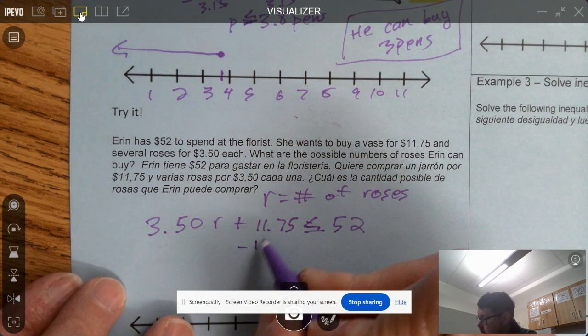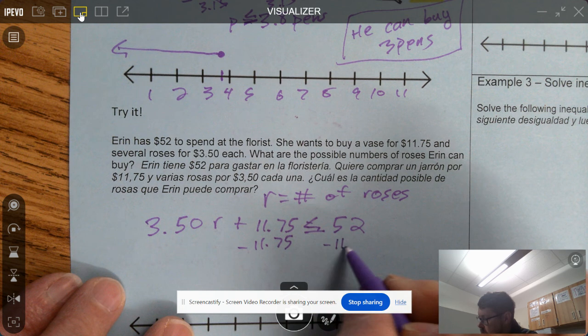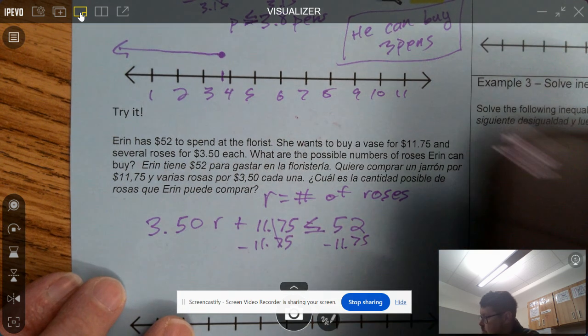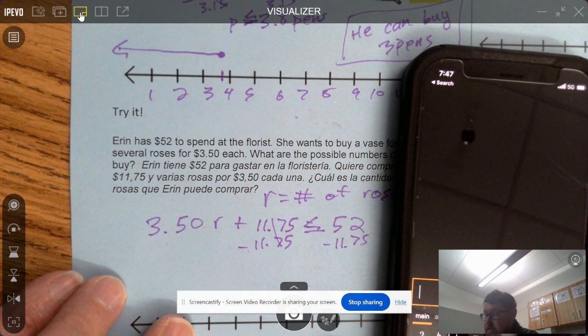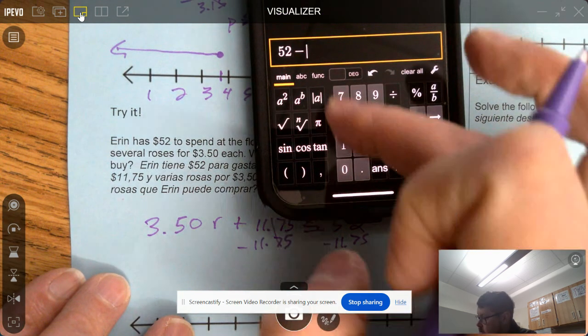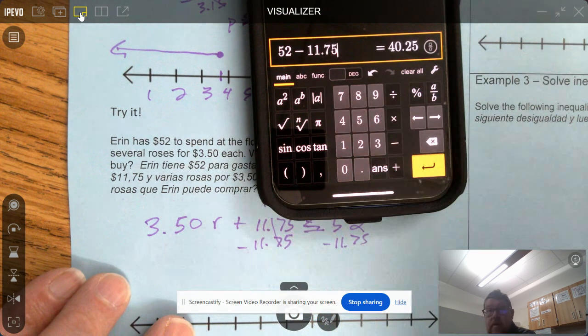So we do the same thing. We're going to subtract that 11.75. We follow the exact same process every time. 52 minus 11.75 is 40.25.